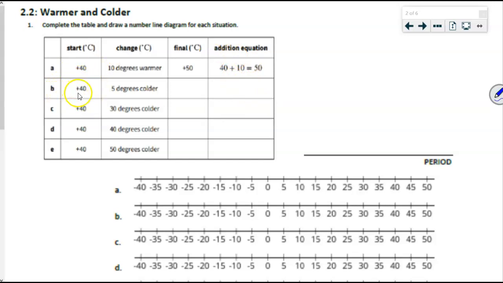B, we start at 40 degrees. Notice this sign right here. What does that mean? Bethany. Yeah, it's a positive 40. Sometimes mathematicians are lazy and we don't always put the sign if it's positive. I like that it's doing it now so that we really are in the habit of thinking of positives and negatives. So positive 40 degrees, but then it gets 5 degrees colder. How am I going to represent 5 degrees colder? I know what you guys started to do instinctually, but what should we do when we're thinking of 5 degrees colder? Landon?